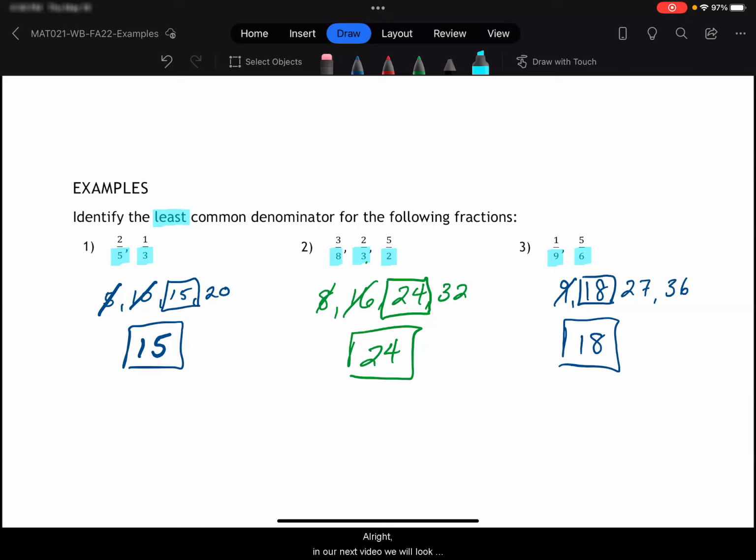All right, in our next video, we will look at examples 4 through 7, where we will do some adding and subtracting.